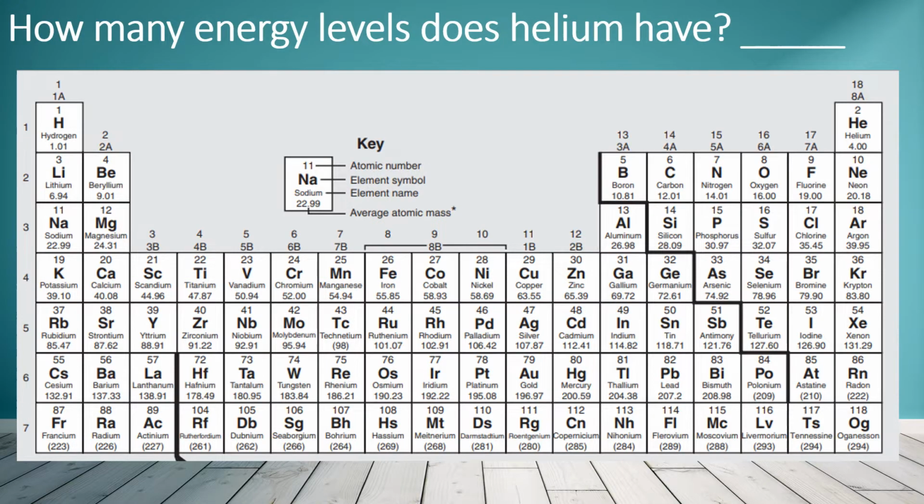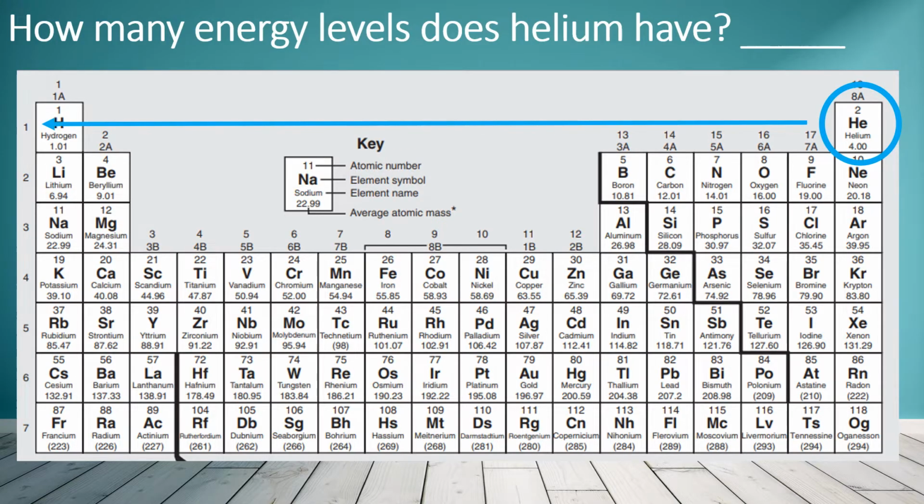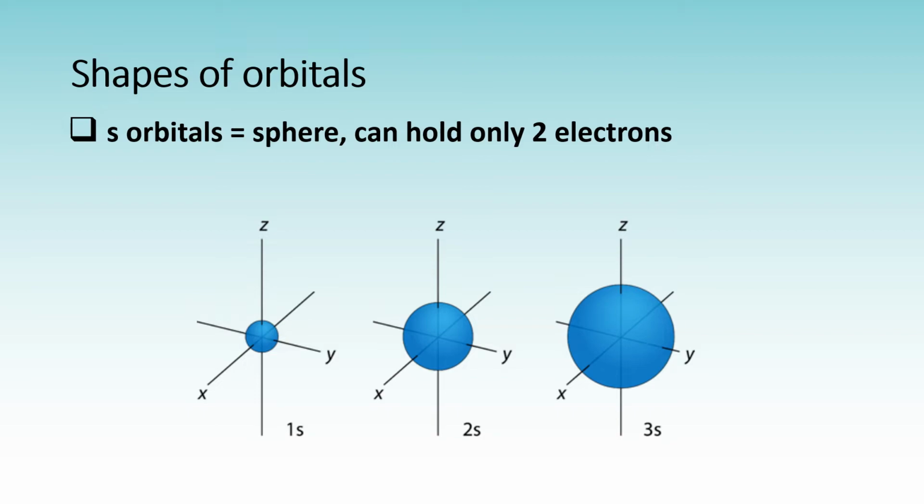All right, one more to try. How many energy levels does helium have? Helium is number 2 on our periodic table, and it is going to correspond with the first energy level. So it has 1 energy level. So that's going to be the first thing we want to identify about our atoms, how many total energy levels they have. Now we're going to take a look at the orbitals that are within those energy levels.